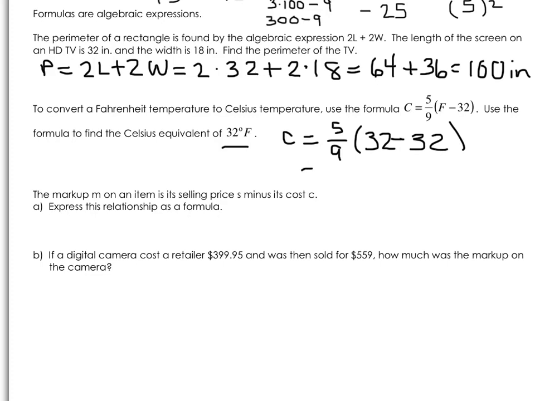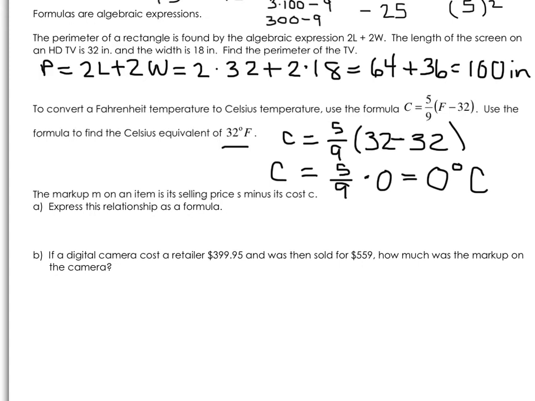What do you get when you subtract 32 minus 32? You get 0. So we have 0 degrees Celsius. 32 degrees Fahrenheit is 0 degrees Celsius.